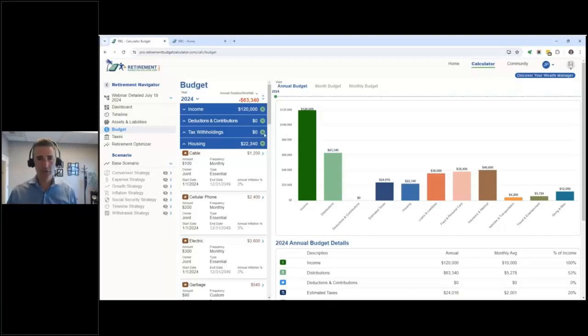Should income be gross or net? Gross. You always enter the gross income because the calculator is doing the tax estimates. And so the calculator is determining what the net income is. Always enter your gross income.